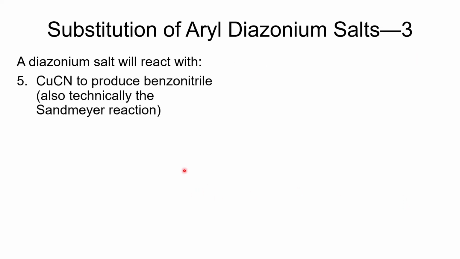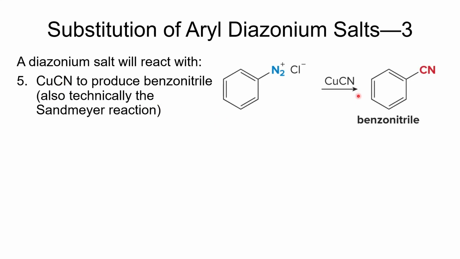Another possibility is we can use copper(I) nitrile or copper(I) cyanide. Copper(I) cyanide can be used to produce benzonitrile. So this technically falls in the Sandmeyer reaction category. If you go and look up Sandmeyer reaction, you will find this one included. And so again, we're going to replace that N2 with this nucleophile. So we'll end up with cyanide.